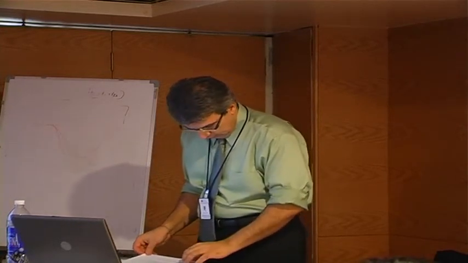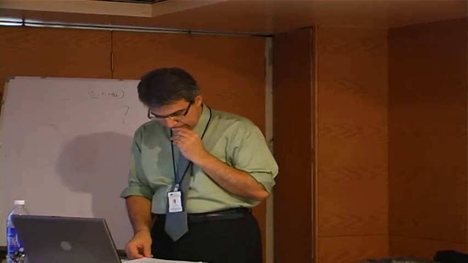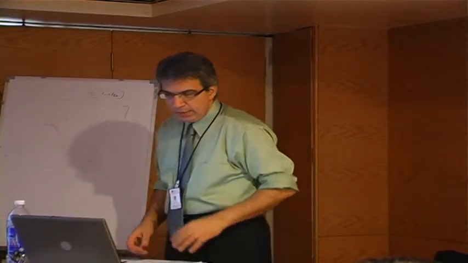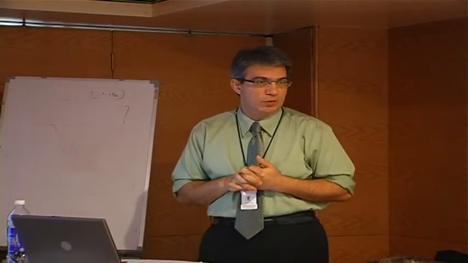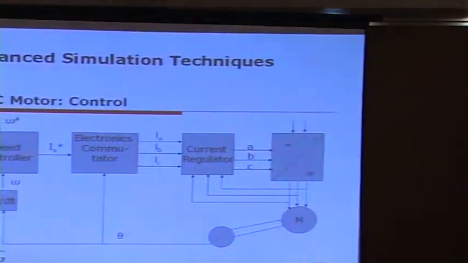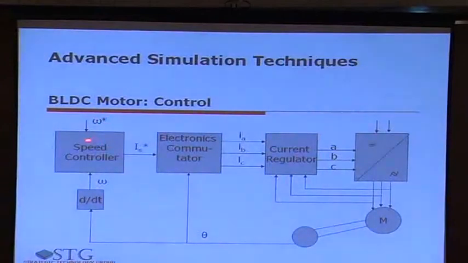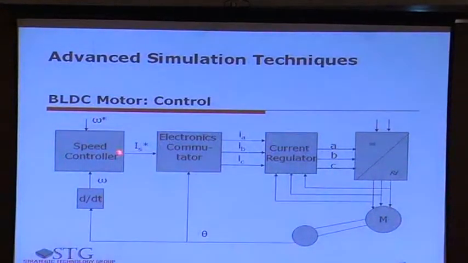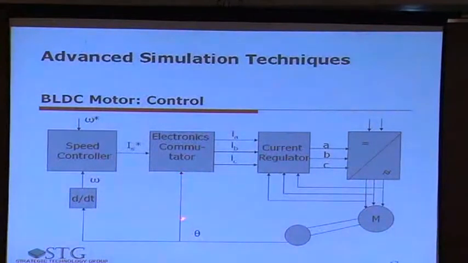So I'm going to briefly talk about that kind of control. Here is a block diagram, which is a little bit more advanced control than what we have seen. On the left-hand side, you have speed reference, and you can have a speed control. This could be a PI, which generates a current reference, and then you could have another PI. I guess there's no current feedback. There is a position feedback here.